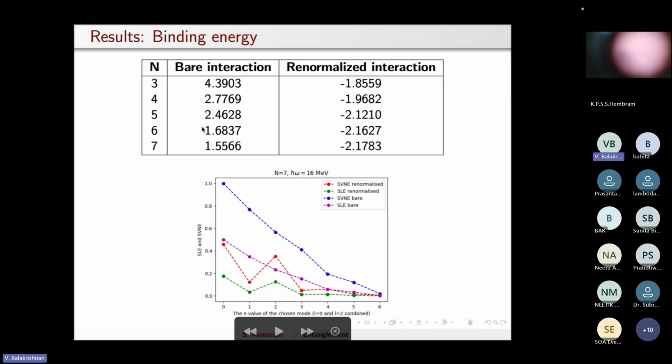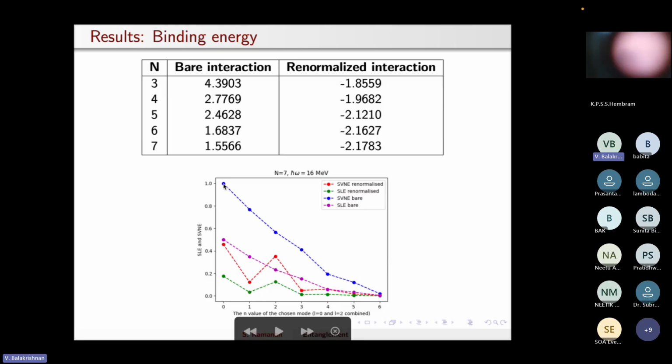In order to understand how entanglement between different modes is going to be distributed, we looked at mode entanglement, which also says something about how many basis states you need to keep for the oscillator. So here is a plot of the SLE and SVNE as a function of the coupling of the chosen mode with respect to the others. For example, if I take n equal to 0, I look at the coupling between n equal to 0, the L equal to 0 and 2, with the rest of the system. So I have a total of capital N equal to 7.